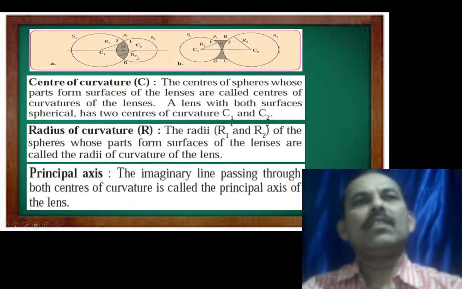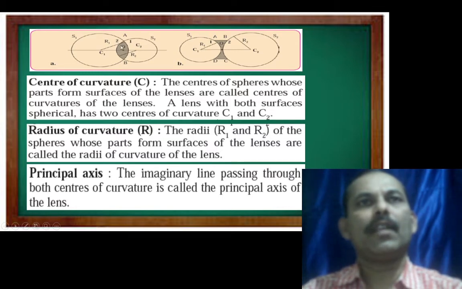You will see it in this diagram also. These are the centers of curvature. Here these are the radii, and this is the line which passes through both centers of curvature, that is the principal axis. Here, the principal axis.